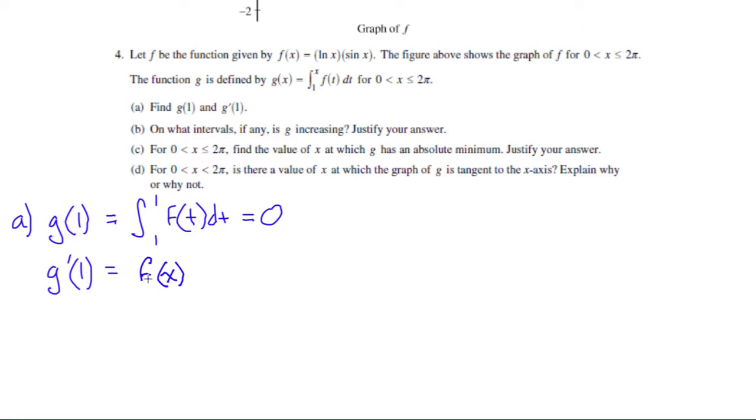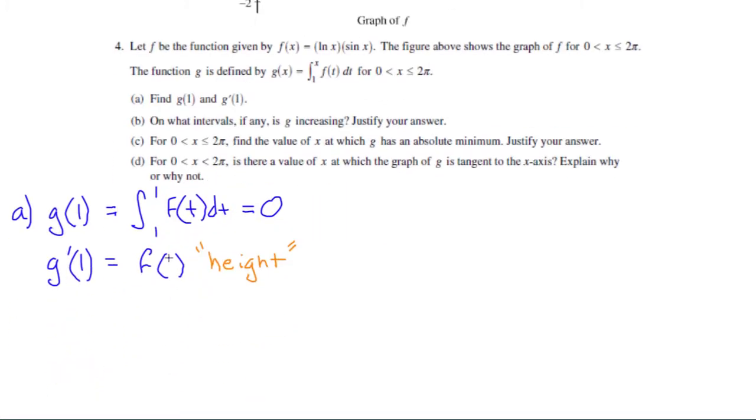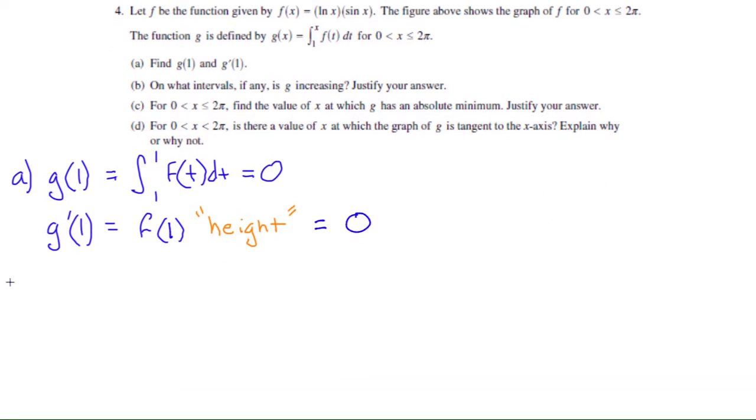What is f of x? Is that height, slope, concavity? On the graph of f, what is f of x? Height, yeah. So we'll write down height. H-E-I-G-H-T. Height. So what is the height at 1? 0? Yeah. So at 1, the height is 0. So they're both 0. Kind of cool. All right, let's talk about part B.